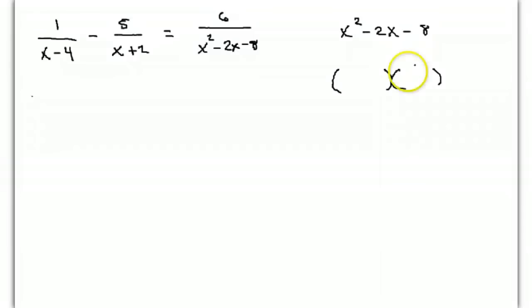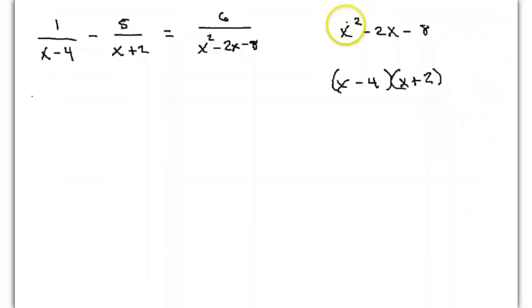The trick or the name of the game here is you got to find 2 numbers that multiply to give you negative 8, and those same 2 numbers have to add to give you negative 2. So you're gonna have an x here and an x here. But what 2 numbers multiply to give you negative 8 and at the same time add to give you negative 2? Negative 4 and positive 2. So this will be x minus 4 and x plus 2, because those are the two numbers you're looking for.